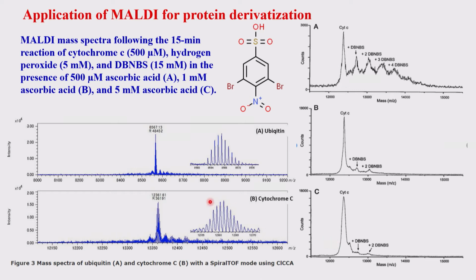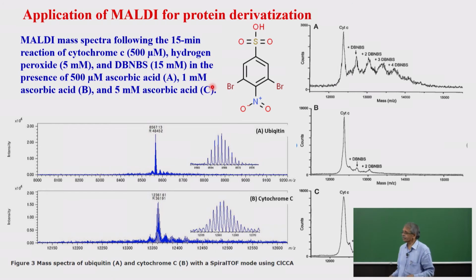So here is an example shown for a cytochrome C, which is reacted with this particular molecule, shown in short form as DBNBS. This is the nitro, then dibromo, and then sulfonic acid. The reaction is in the presence of hydrogen peroxide, and it is done at different levels of ascorbic acid: 500 micromolar, 1 millimolar, 5 millimolar. So, different levels of ascorbic acid are used. A is for the 500, and there you have 1 attached, 2 attached, 3, 4, etc. And if you have used 1 millimolar, then you have only 1 and 2.